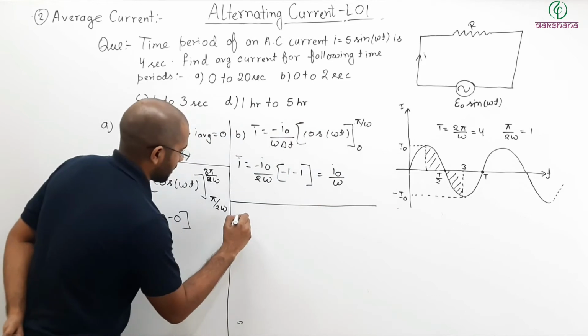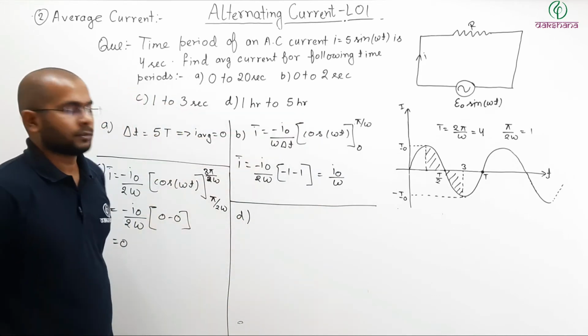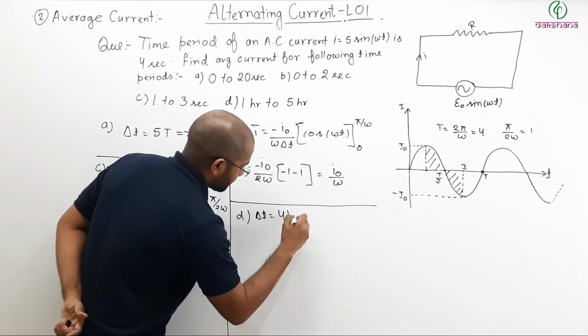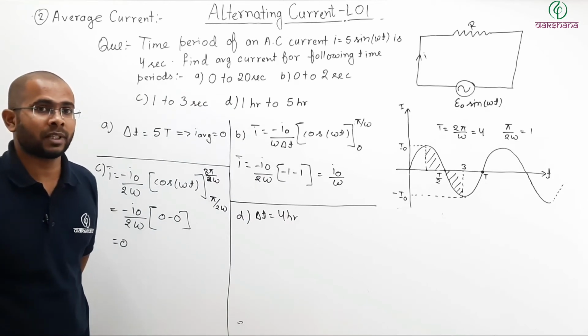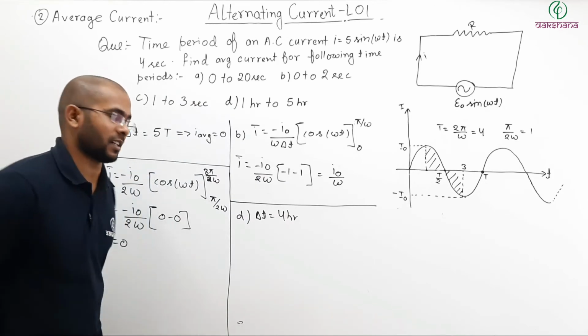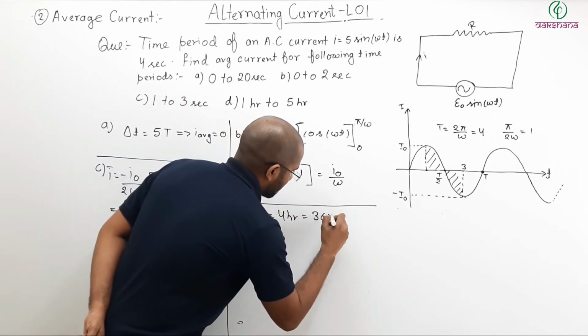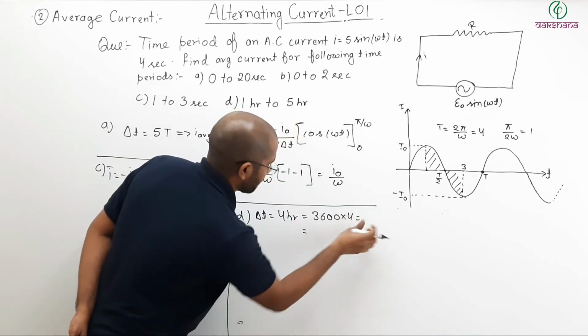Let us talk about the last option. What is the last option? D. Now here it is 1 hour to 5 hours. So what is your delta t? Delta t is 4 hours. How many seconds in 1 hour? Remember, 60 minutes, and per minute 60 seconds. So 3600. So 4 hours is nothing but 3600 multiplied by 4.